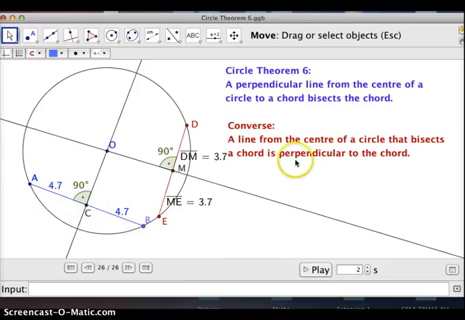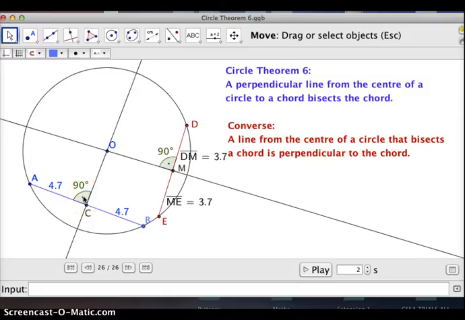Once you've done that, you can also write out the converse theorem. Circle theorem 6 is, if this line is perpendicular and it's drawn from the center of the circle to the chord, it will bisect the chord. The converse theorem is, if you draw a line from the center and it happens to bisect the chord, then the angle will be a right angle. In other words, that line is perpendicular to the chord.